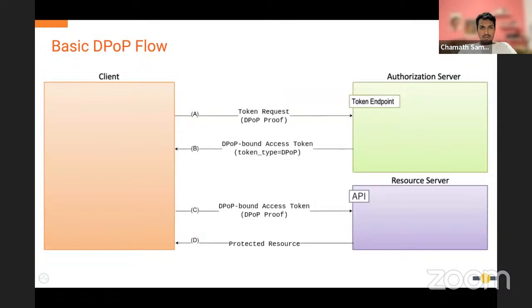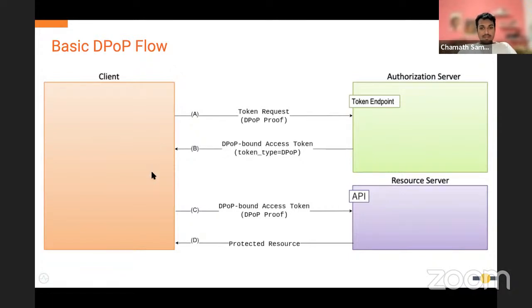Next, I will go over the basic DPoP flow. First, we have three entities: the client, authorization server, and the resource server. The client would send a token request, and along with that, the client would send something called the DPoP proof JWT, which includes the public key of the client. And the authorization server would extract the public key, compute its thumbprint and embed that into the token. Actually, it gets embedded in the cnf claim, and we get this DPoP bound access token sent back to the client.